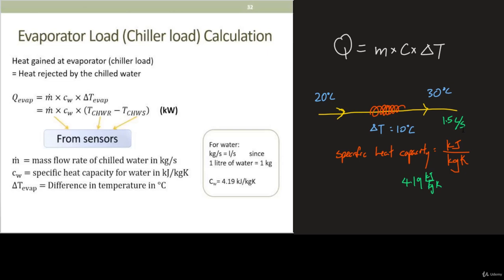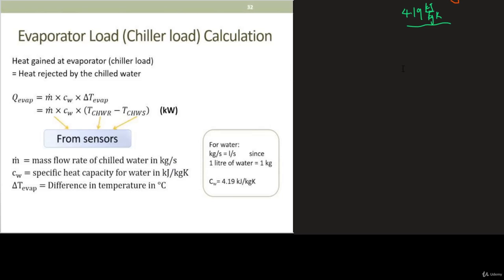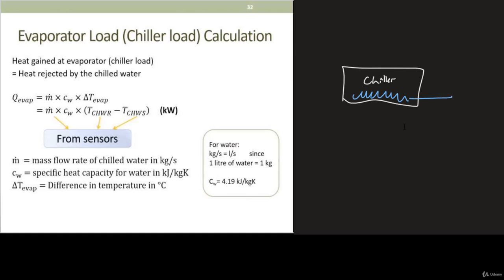So these three items, delta T, the flow rate and the specific heat capacity, if you multiply all of them together, it will tell you how much heat is actually being supplied over here, or how much heat is actually gained by the water. If we use this idea on the evaporator, as we know in a chiller plant, let's say you have a chiller. Below is your evaporator. We know that chilled water passes through the evaporator.